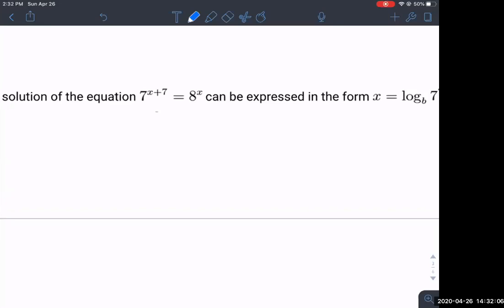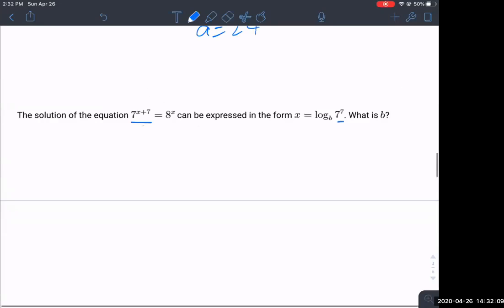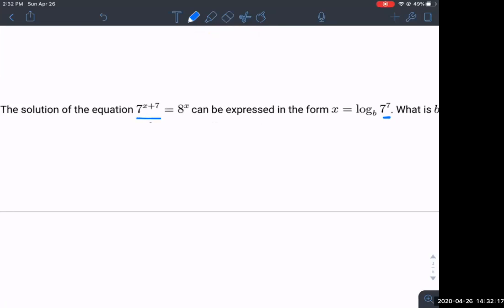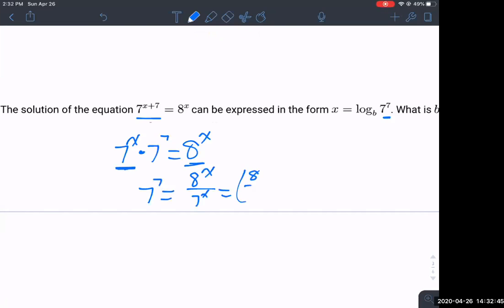Okay, first of all, we don't quite know how to get that 7 to the 7, but if you remember the exponent rules that we introduced at the beginning, this can be expressed as 7 to the x times 7 to the 7 is equal to 8 to the x. It's really handy because we want something to the power of x, so that when we take the log, we can just end up with an expression with x. So we can divide both sides by 7 to the x. We have 7 to the 7 is equal to 8 to the x over 7 to the x, which can just be written as this.